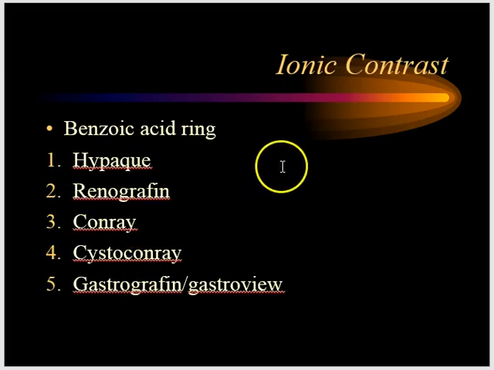And here's a little bit more about ionic contrast agents. These are a benzene acid ring, and here's some examples. Hypaque, Renografin, Conray, Cysto-Conray, which is used to image the bladder, and it works really well for that, and Gastroview and Gastrografin. So you've probably seen a lot of these in the hospital. You've probably used them, given them to your patients. And as long as the patient's just drinking this stuff, or if we're putting it into their lower intestine, like for a single contrast enema, then typically the patients don't have any problem with them.